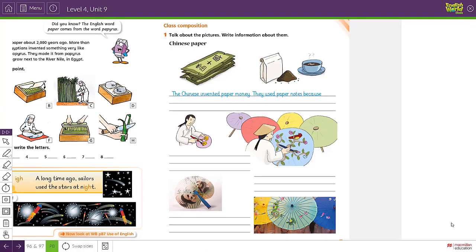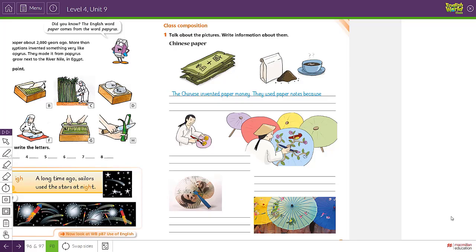I'd like you now to open your book on page 97. Class composition, exercise number 1. Talk about the pictures, write information about them. What can you see? Yes. You can see paper money. You can see tea. You can see a paper bag.